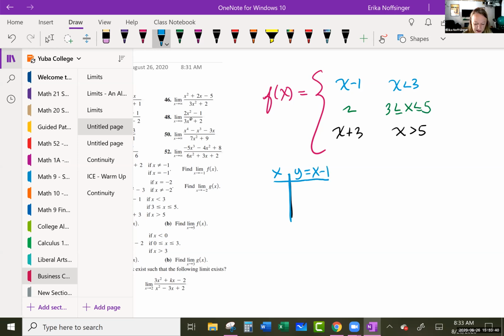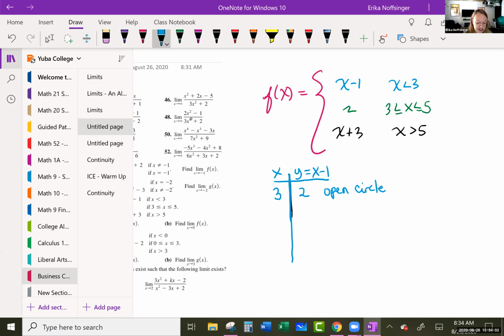And I'm always going to look at what's happening on the interval. So let's just start with 3. If I plug 3 into this equation, I get y equals 3 minus 1, which is 2.